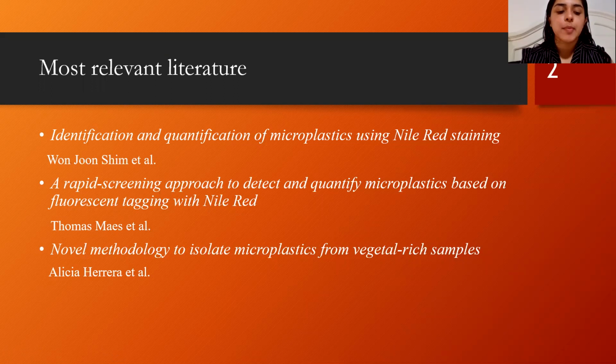Shim et al. actually proposed the idea of using Nile red as a fluorescent dye for identifying and quantifying microplastics in solution, as read within the title. The main difference between their research and my own was the use of sand as the organic matter. They proposed an ideal concentration of 5 parts per million for the dye.